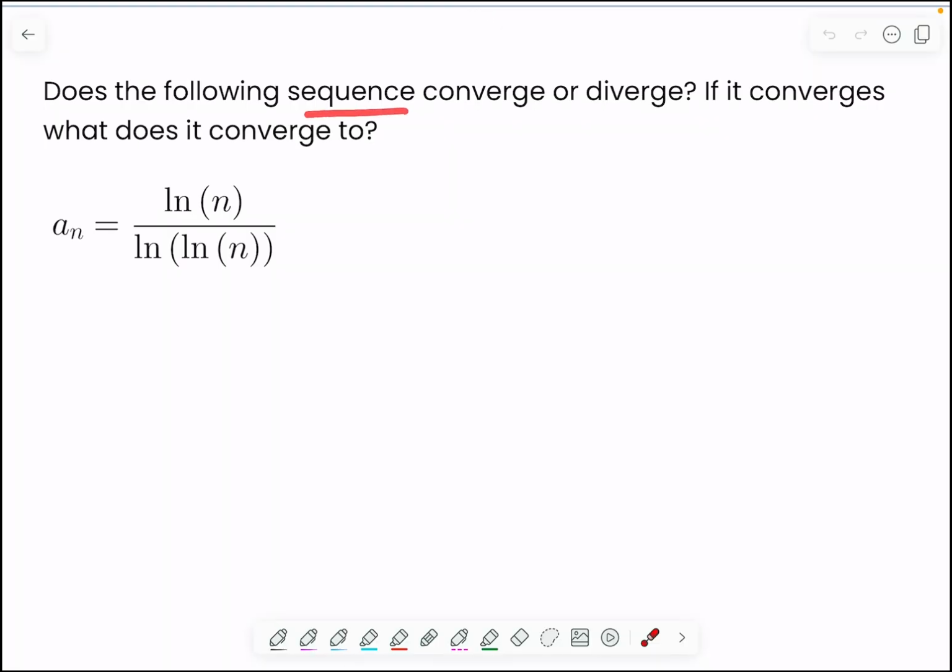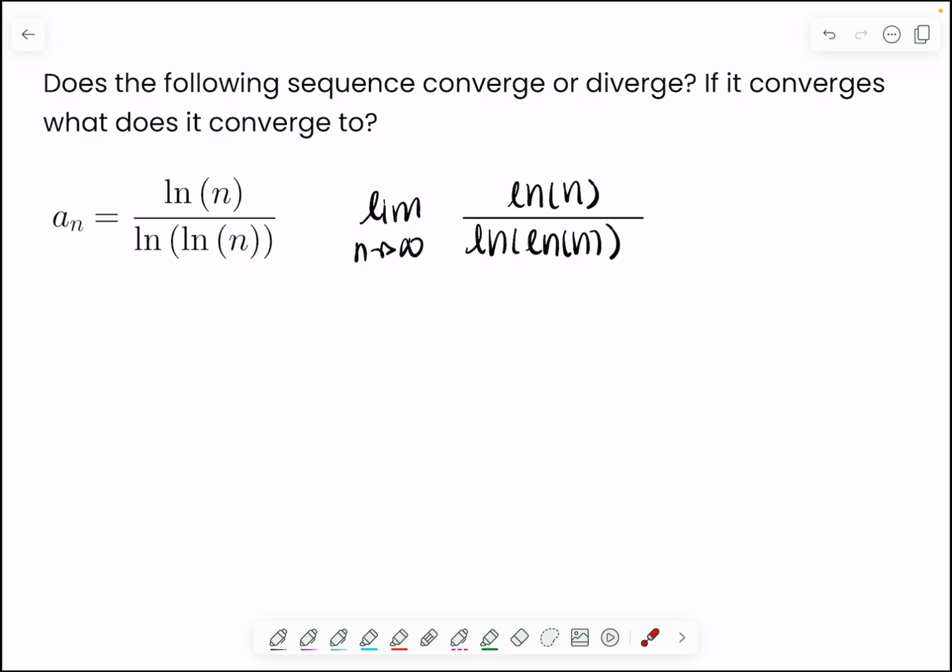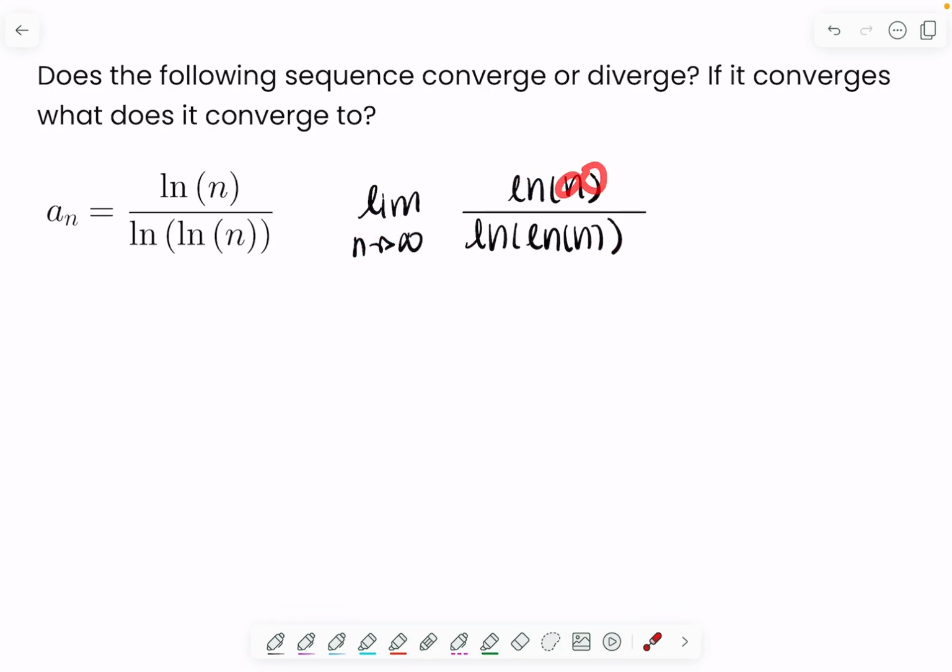Does the following sequence converge or diverge? If it converges, what does it converge to? All that means is just take the limit of the sequence as the numbers go on forever. And then you'll try plugging in infinity, and you'll realize you'll actually have to know what ln of infinity is, but not exactly at infinity, but as the n values approach infinity.